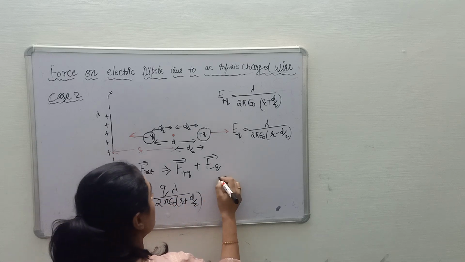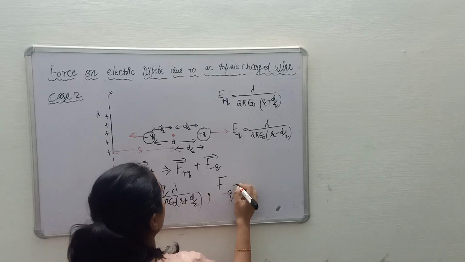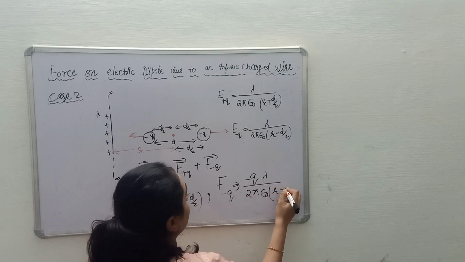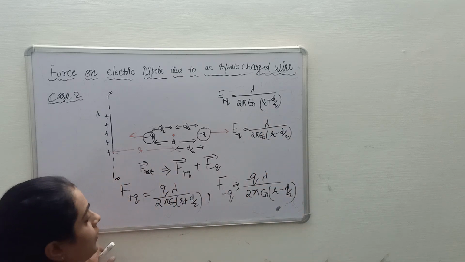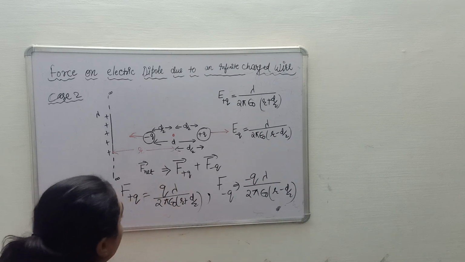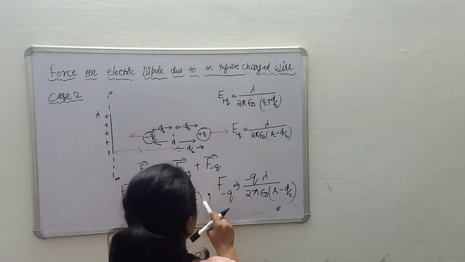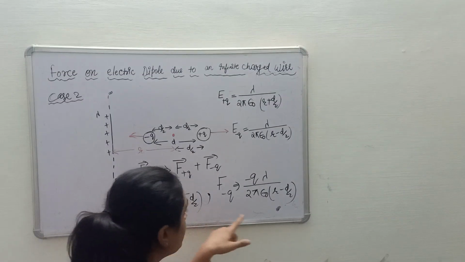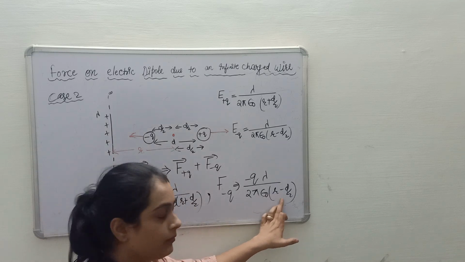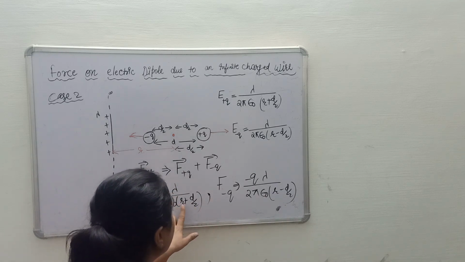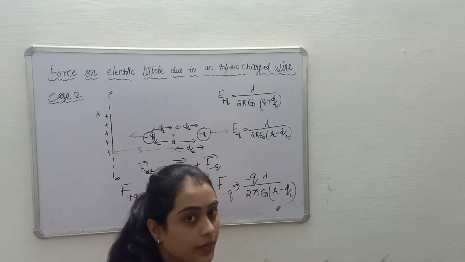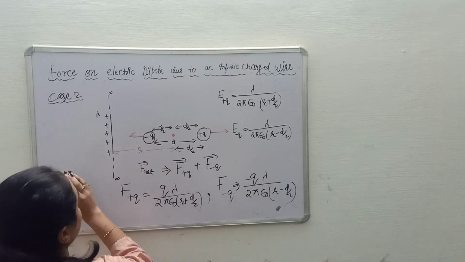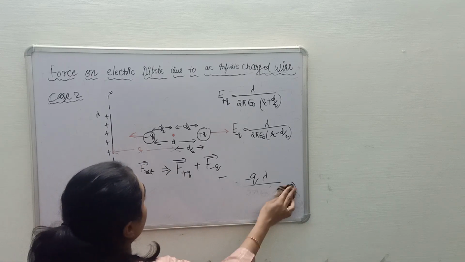Okay. So F on negative q will be equal to minus q times lambda by 2 pi epsilon naught (r minus d by 2). So here, if we add these two forces, we will not get 0. Why? Because the factor is not the same. It's q lambda by 2 pi epsilon naught (r plus d by 2) and (r minus d by 2). Okay. So here I am going to add these two values.